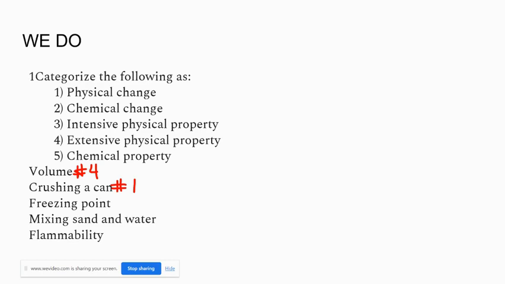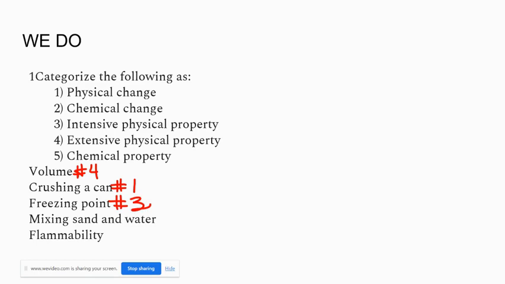Freezing point. The point at which something freezes. Yep, that's a physical property. And then will extra make a difference? No, it's still going to freeze at that same point, that same temperature. So that's going to be an intensive physical property.